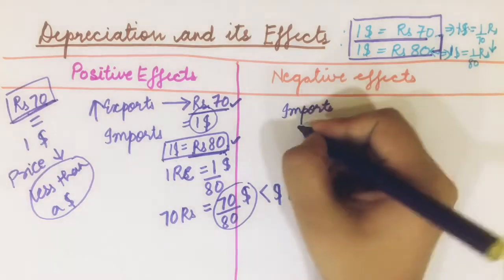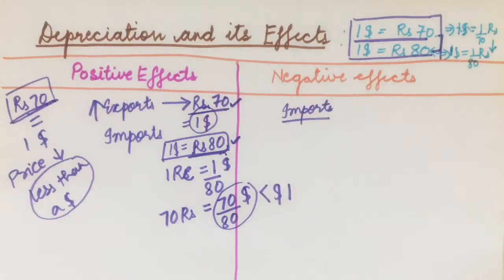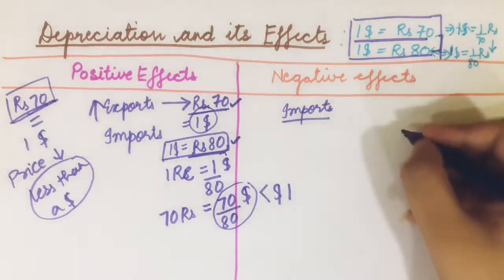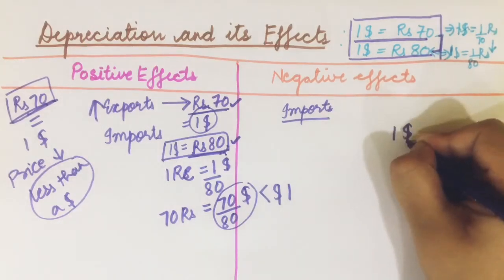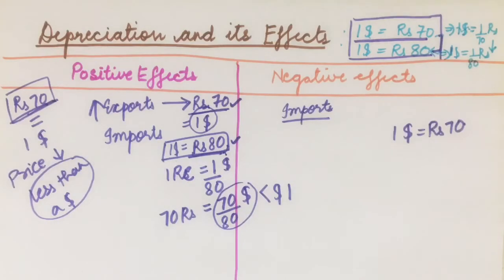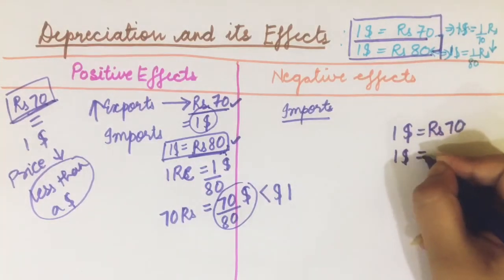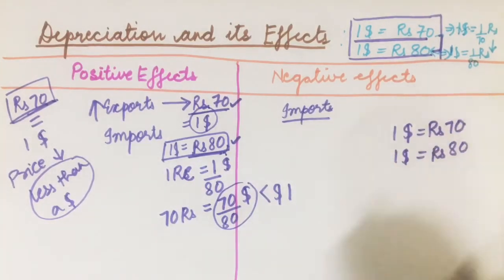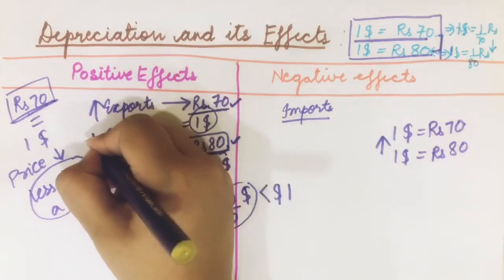Now see what happens to imports. Earlier, when foreigners were charging $1, we were giving them 70 rupees. But now, even if the foreigners are charging $1, we are paying them 80 rupees. So the price of imports for us has gone up. Due to the rise in price, what happens? We will import less. So when we are importing less, imports have gone down.